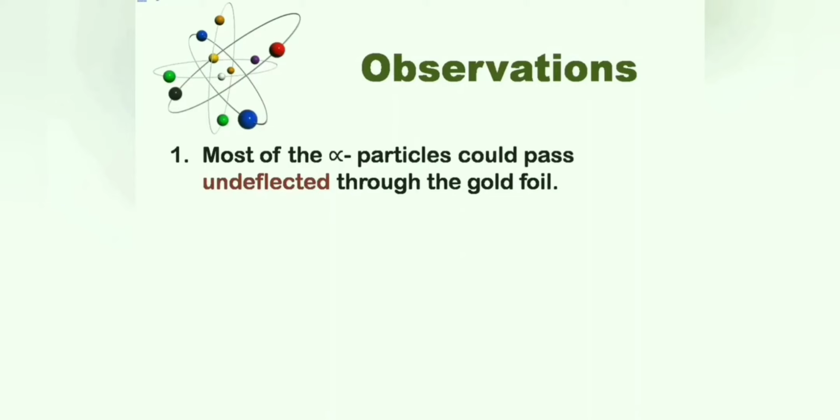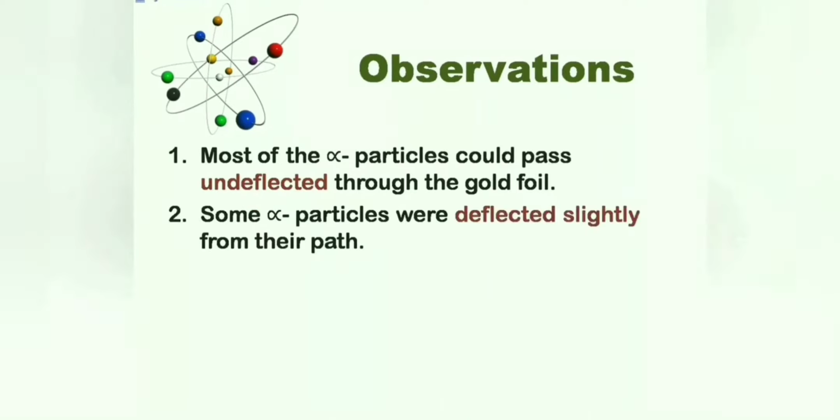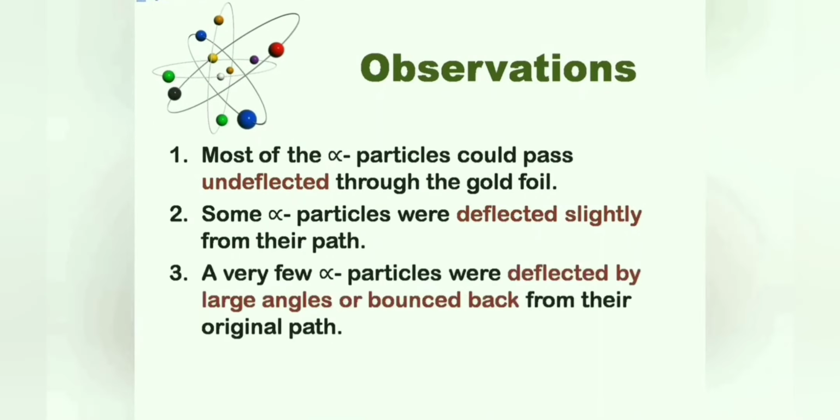So the observation is that most of the alpha particles could pass undeflected through the gold foil, as you have seen. The second is that some alpha particles were deflected slightly from their path. We have also seen that a very few alpha particles were deflected by a large angle or bounced back from their original path. So let's have the internal view of what is actually happening inside the atoms.